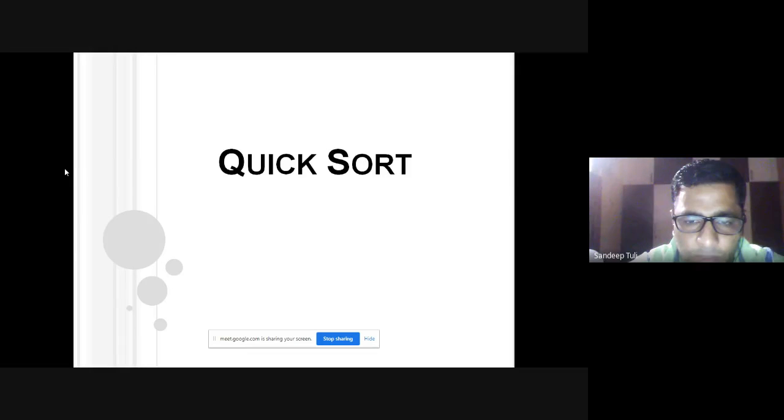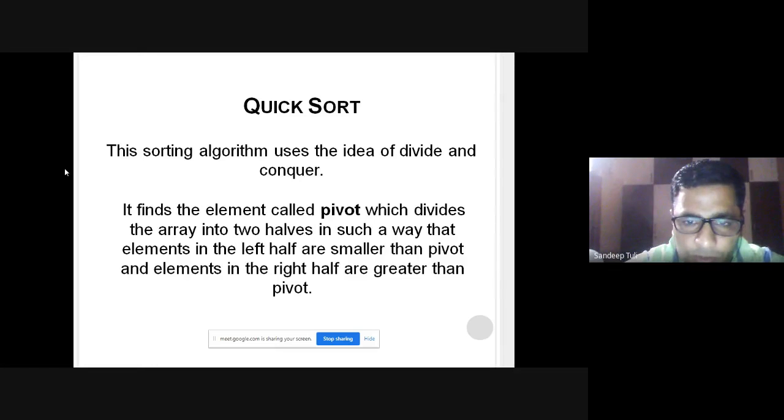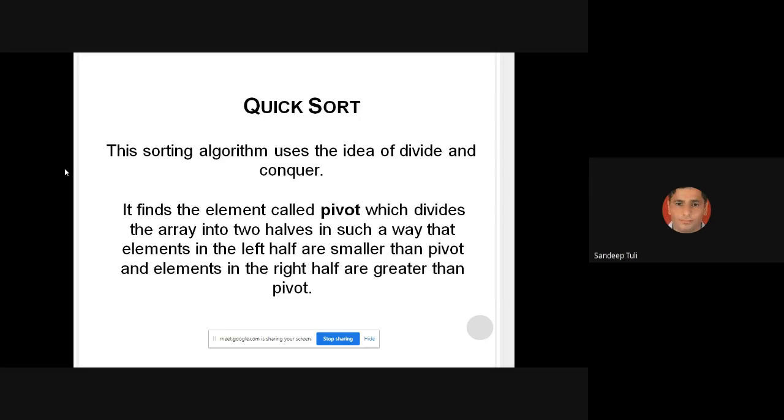So again, this quick sort also is based on the divide and conquer technique. It also uses the idea of divide and conquer. It means that in this we will also divide the given array into smaller sub arrays, and then we will perform the sorting on the smaller sub arrays. Now let's see how it actually works. It finds an element which is called the pivot element. So please remember that it takes one element out of the given array as a pivot element, which divides the whole array into two parts.